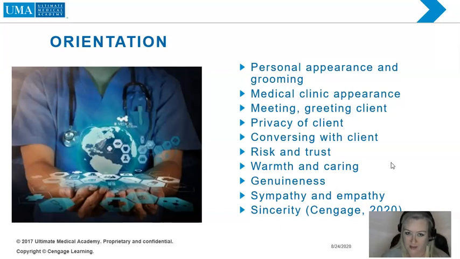Warmth and caring. They can feel if you care about them, if you have a genuine interest in their health. Sympathy and empathy. We want to be able to sympathize and empathize. Both are extremely important. We want to be sincere. People really feel that. Across the board, most people can feel when someone is sincere and when they're not. So we want to be sincere, ask about their day, ask how they're doing, and have a genuine interest in what their answer is.